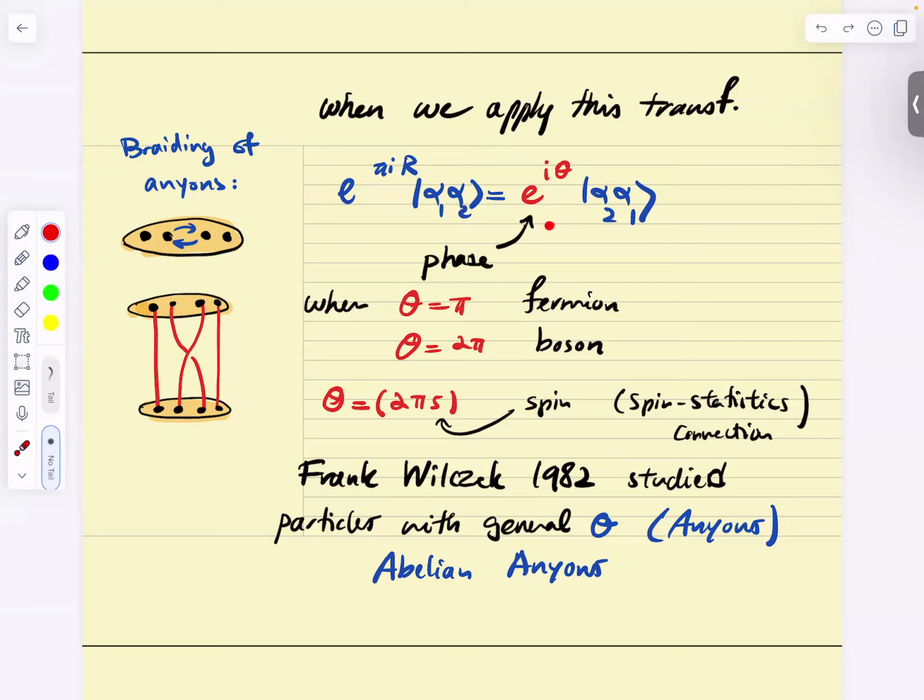After pi rotation, let's imagine I get a phase. I'm doing this to a pair, and I'm getting a phase. When the phase is pi, that is a fermion. When the phase is 2 pi, that's a boson. Let's define a variable S, which is this phase I get. The spin statistics theorem tells you that this variable is spin. That's the observation that we had.